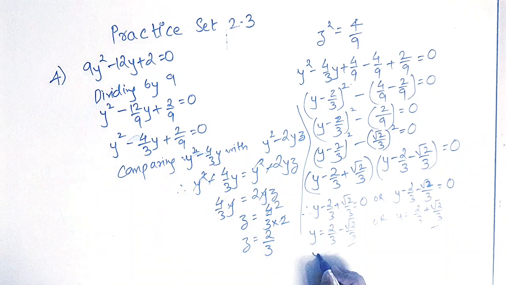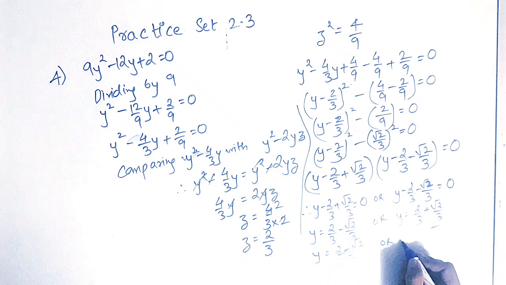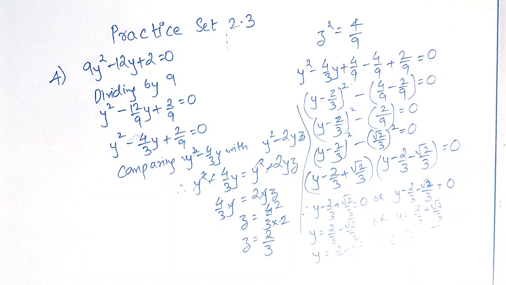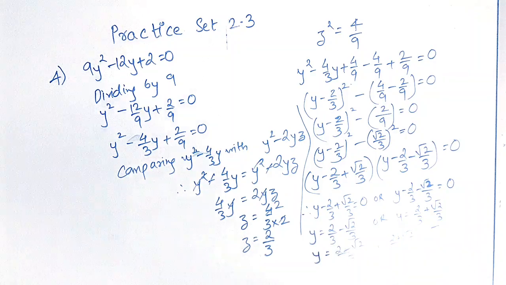Now you can write this as taking 3 common, 2 minus root 2 upon 3, or 2 plus root 2 upon 3, taking this as common denominator. So these are your roots of the quadratic equation. Beg your pardon, this is plus root 2 by 3. Okay, so let us move on to the fifth one.